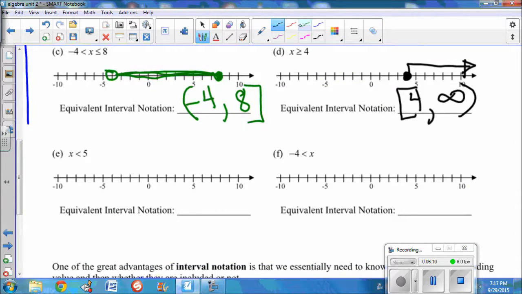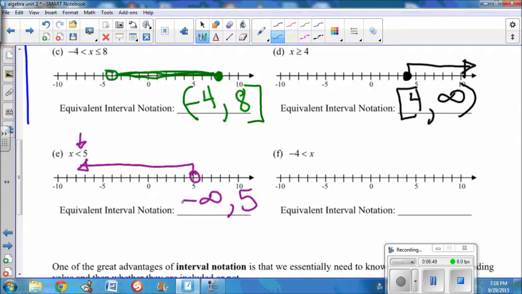So let's look at E. E says x is less than 5. So we're not including 5 because there is no equal sign. And where are all the values of x less than 5? Less than goes to the left, all of those numbers to the left. So now, because we read from left to right, where is this starting point? It's this arrow here. So this isn't positive infinity. This is negative infinity. And it goes up to 5.